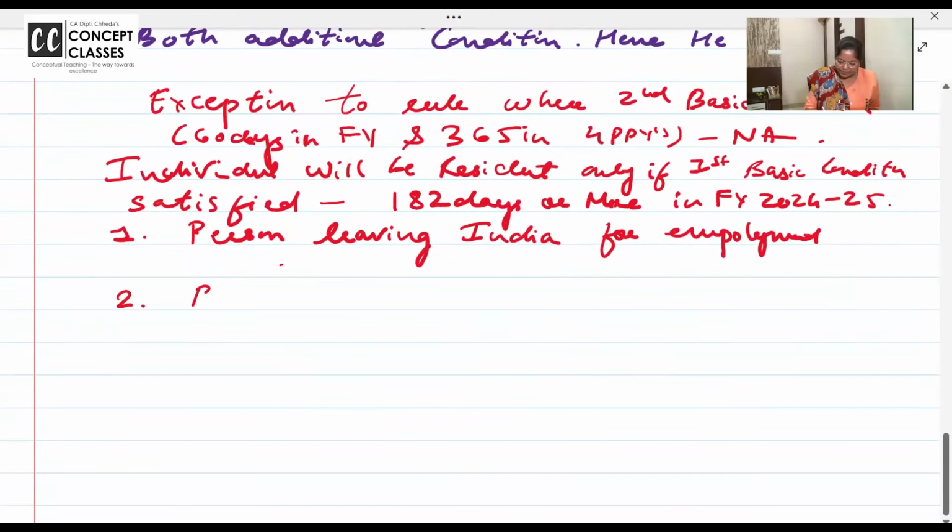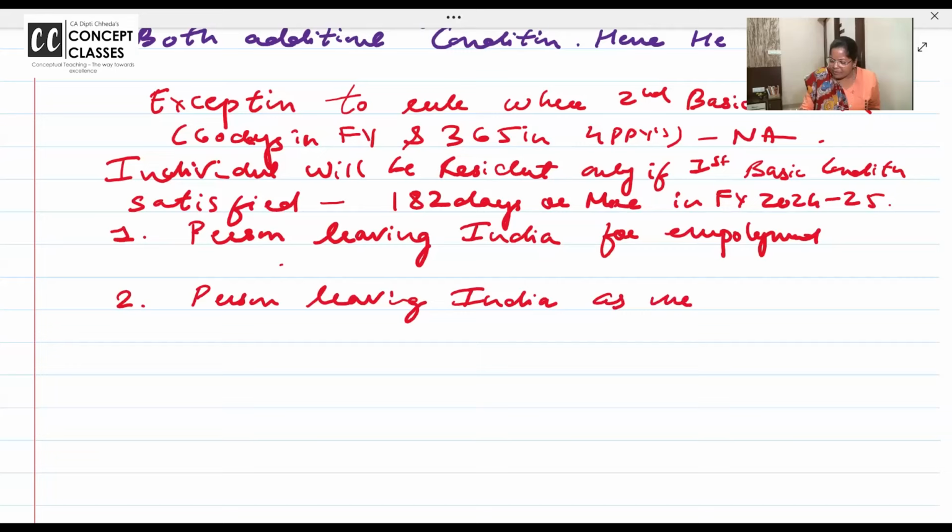Second, person leaving India as a member of crew, ship. Ship में जो काम करते हैं, they board the ship, they leave, they come back. Ma'am, half of the time the ship के crew members and master of the ship, they are in the water only, international water. So are they out of India? Yeah. Person leaving India as member of crew: 182 days and more, so you are in India.